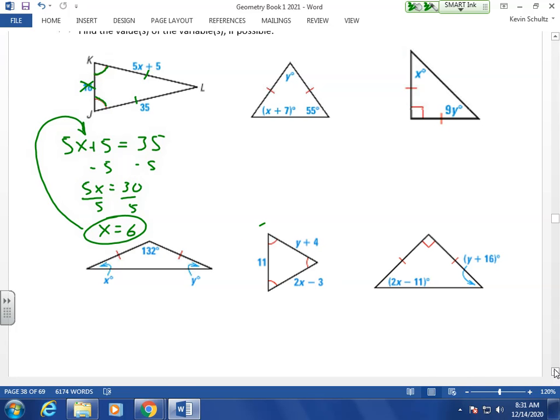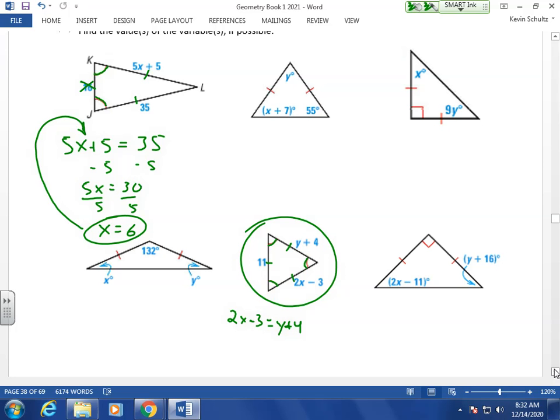So in this one, being equilateral, and I know it's equilateral because all 3 angles are marked as congruent. And if all 3 angles are congruent, I know that all sides are congruent as well, right? So I need to set up an equation here that's going to allow me to solve for x and y. If I set 2x minus 3 equal to y plus 4, that's not going to be really helpful here, right?